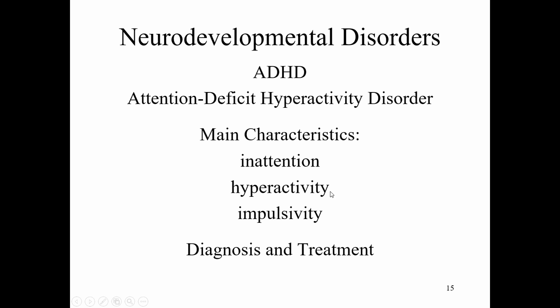Hyperactivity: the person is always moving, is always overly active, again, as compared to others their age. And then impulsivity, which is when the person is unable to control their behavior. They act without thinking. They can't stop themselves from various urges that they might have. And again, as compared to others their age.